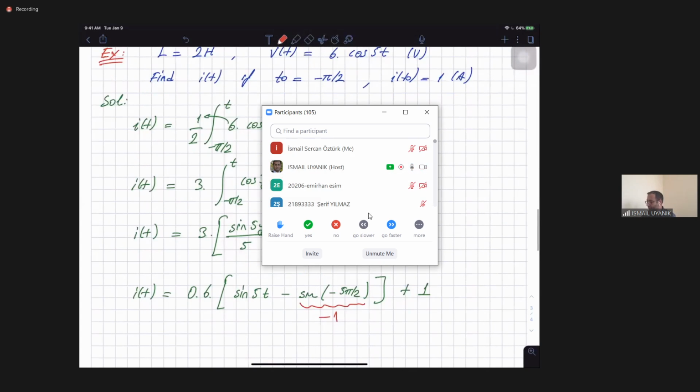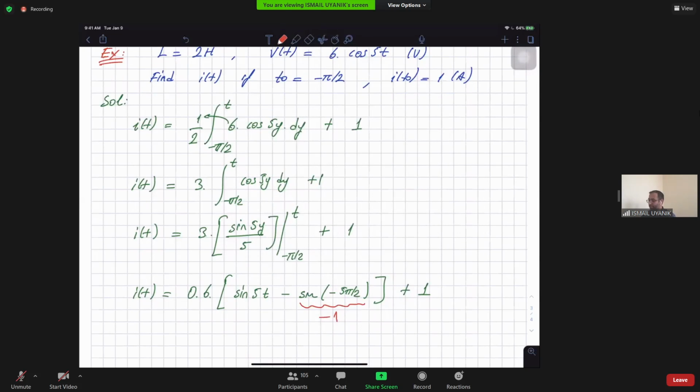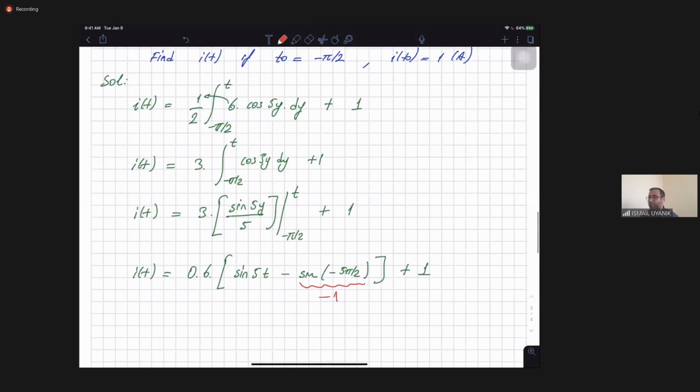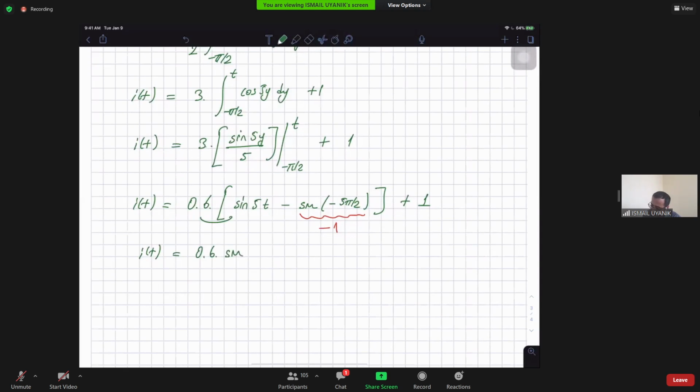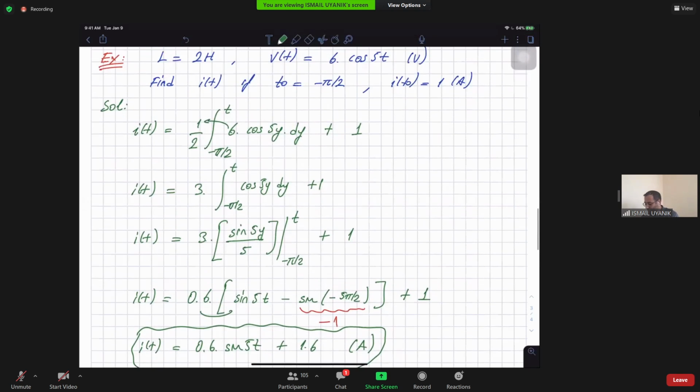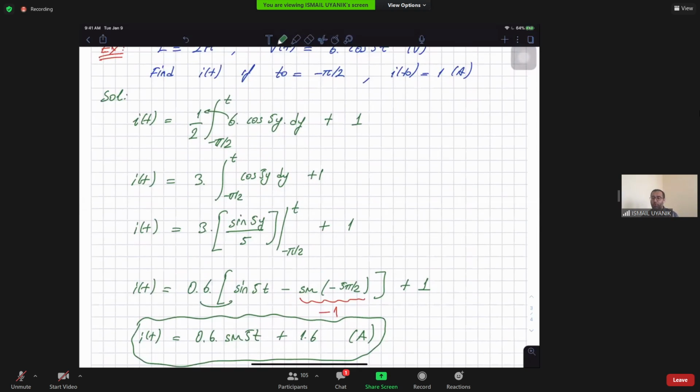Okay, so now, do all of us agree on minus 1? Yes. Okay, perfect. Then let's do the rest of the calculations. So from here I have 0.6 times sine 5t, and then that will be plus 1.6 amperes, right? So now I think this is our solution. But please don't just trust my calculations, and of course your own calculations. Just double check those things, both for practice and to make sure that you make the right calculations.